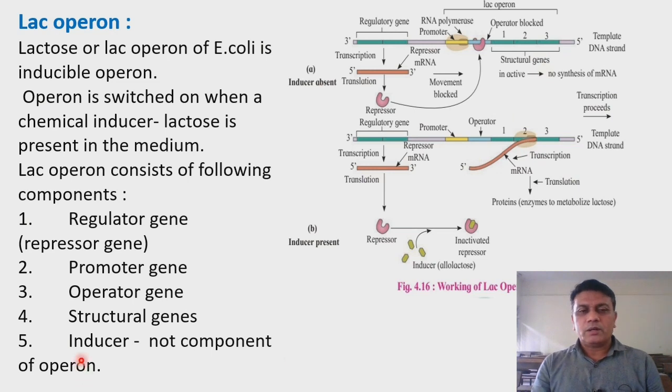Then the inducer. The inducer is not a component of the operon. The inducer is a substance present inside the cell which starts the process of transcription. Here we can see the inducer. This inducer binds to the repressor and starts the process of switching on of the operator to carry out lactose metabolism inside the cell. So in detail we are going to learn about the working of the lactose operon model.